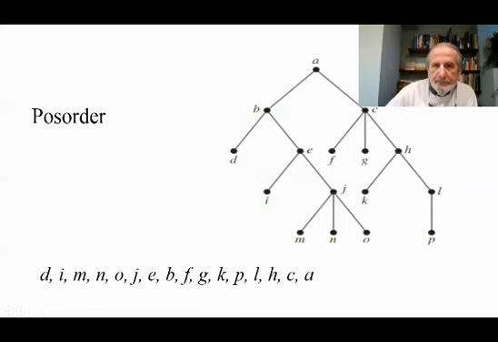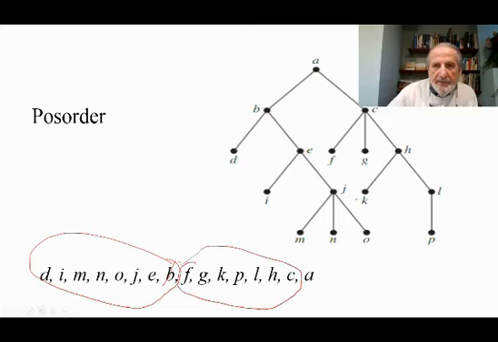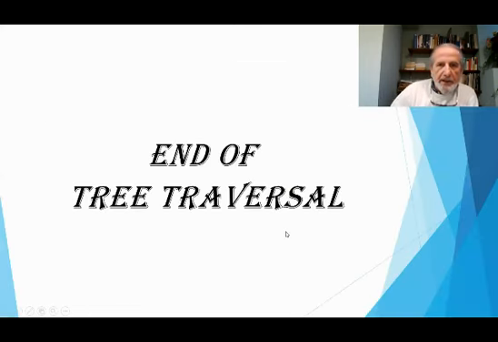D, I, M, N, O, J, E, B, F, C. This one here is this branch rooted at B. And then we went to B, and then the other one is here, F, G, K, P, L, H, C, and then you go to A. And that's the end of tree traversal. Thank you, and see you soon.